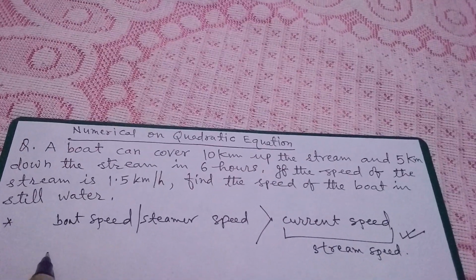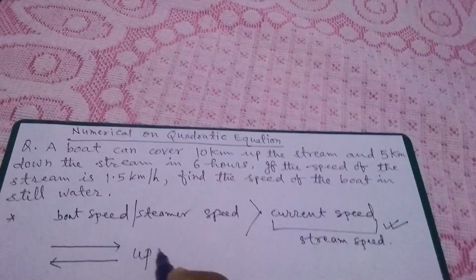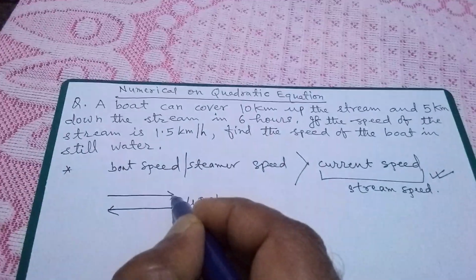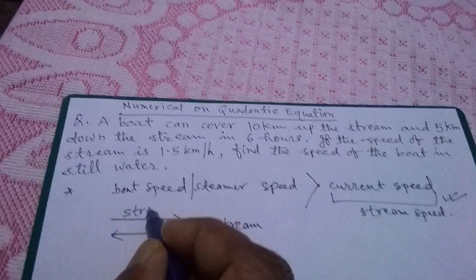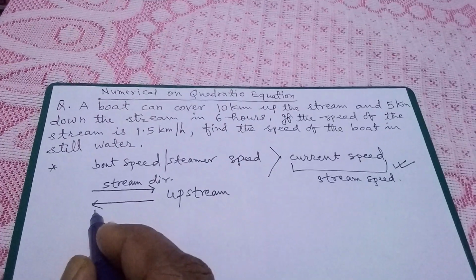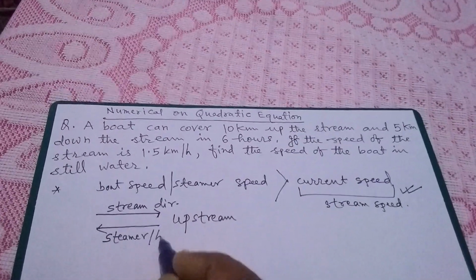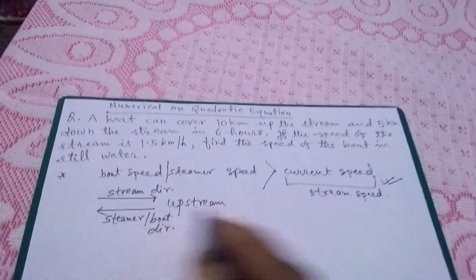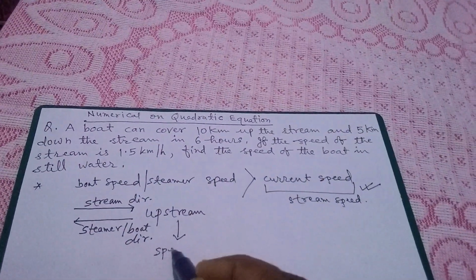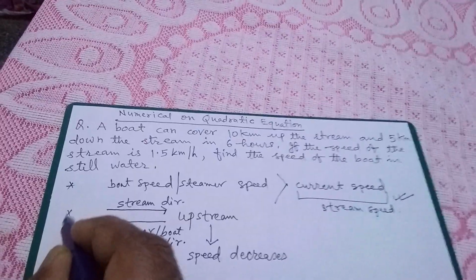And one thing more that you have to keep in mind. Upstream means opposite directions. That means if this is the direction of the stream, then on the left side, that means towards the west, you will find it is the steamer or boat direction. This is upstream. And one thing more you have to keep in mind: in upstream, speed decreases. This is the point that you have to keep in mind.